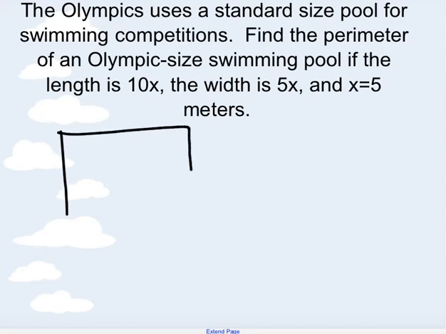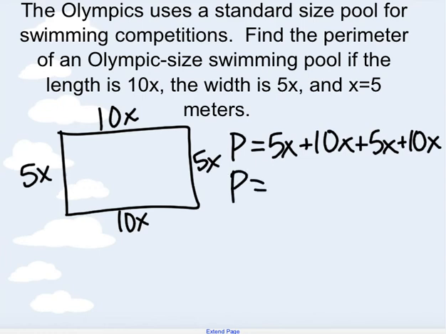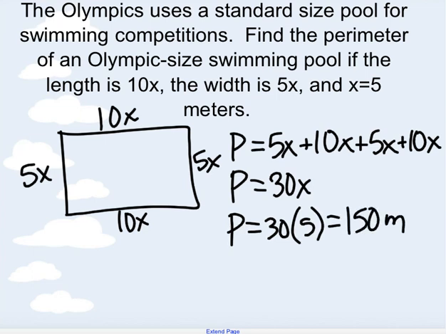So if we draw an example of this, what they are saying is the width is 5x, the length is 10x. Well, to get perimeter, I need my 5x plus 10x, and then we need another 5x and another 10x to get all the way around. So another 5x and 10x. Thankfully, these are like terms. So I can add together 5 and 10 and 5 and 10 and get 30x. So when I go to put it in as meters, I can say perimeter is 30 times 5. And we will find that this is 150 meters all the way around.